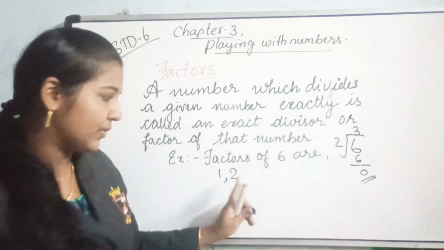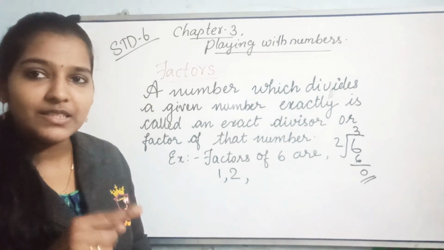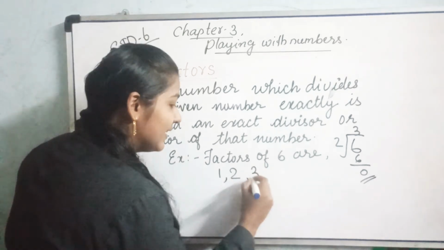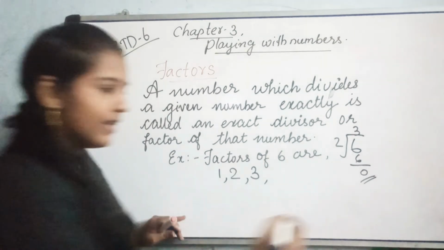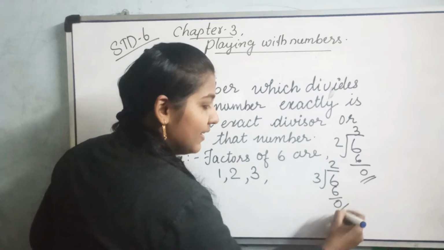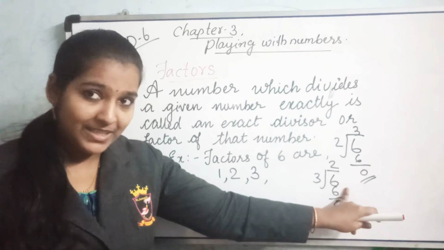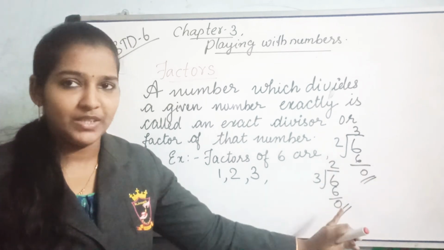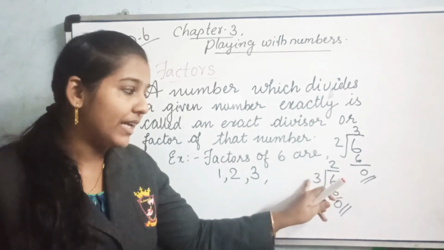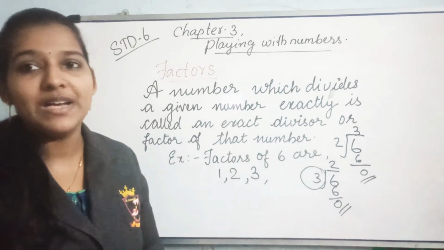Clear children? Now the next number. Which number can we take next? Does 6 come in 3's table? Yes. So 3 is the next factor. Let's check 6 divided by 3. That is 2 3's are 6. Here the remainder is 0, which shows the number 3 divides the number 6 exactly. Without leaving any remainder, we can divide 6 by 3. So 3 is also a factor of the number 6.